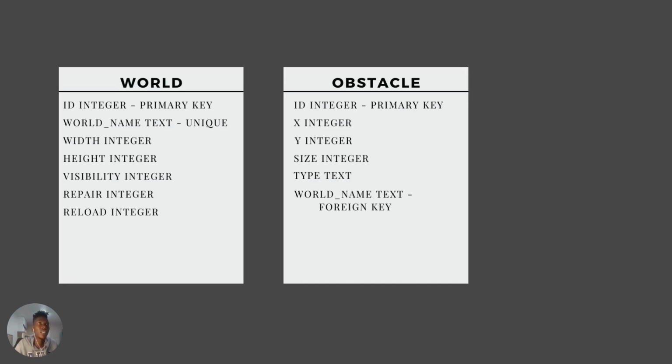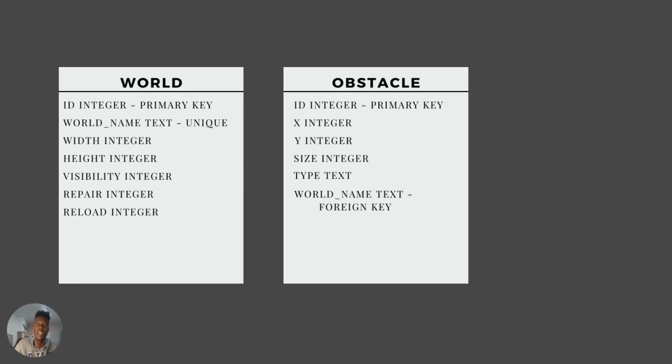We can't have the same world name twice in the world table, because in the obstacle table we are using the world name as a foreign key, so it has to be unique, and it creates the relationship between a world and the obstacles. We also have other values for the world, like the width, the height, the visibility, the repair, and the reload, which are the settings that will be loaded when the world loads.